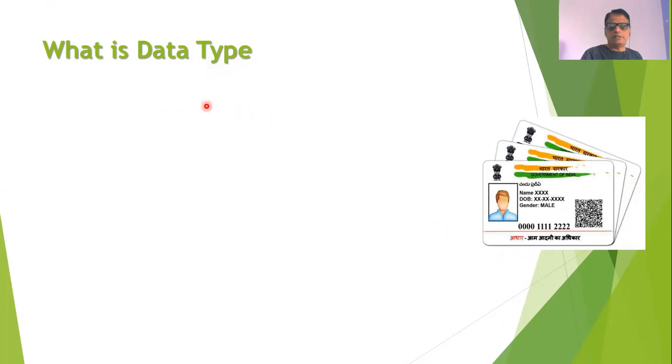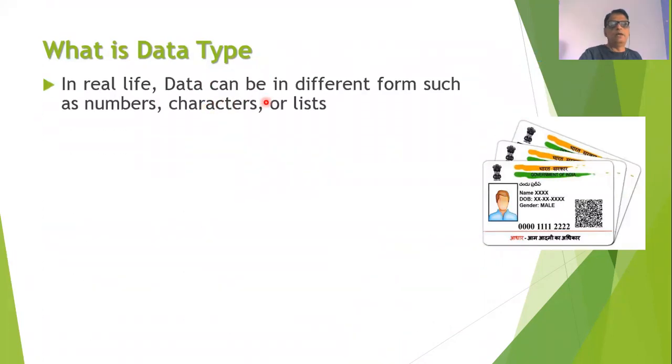So let us first understand what we mean by the concept of data type, or what the data types are in the C programming language. In real life, you will find that the data that we deal with can be of different forms. For example, sometimes the data is in the form of numbers. Sometimes the data is in the form of characters. Sometimes we have a huge list of data. So the data that we deal with daily can be of different forms.